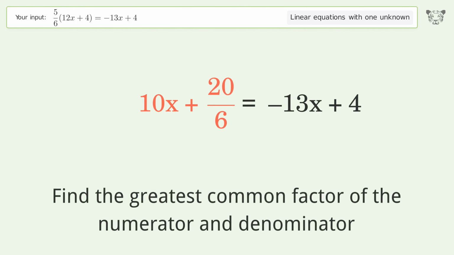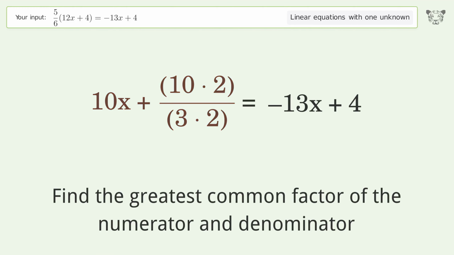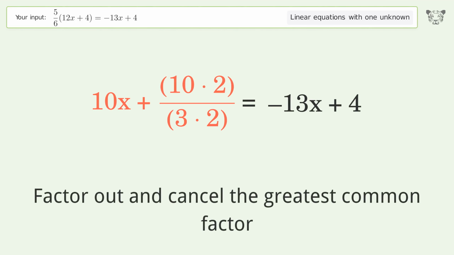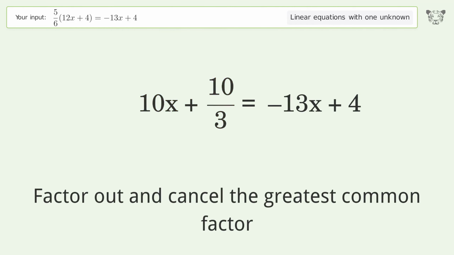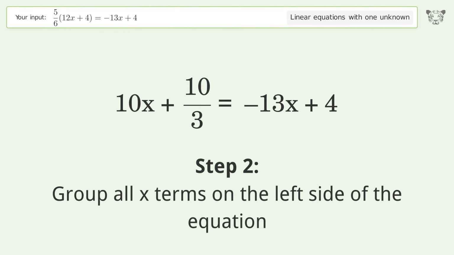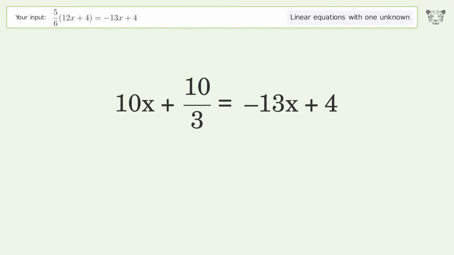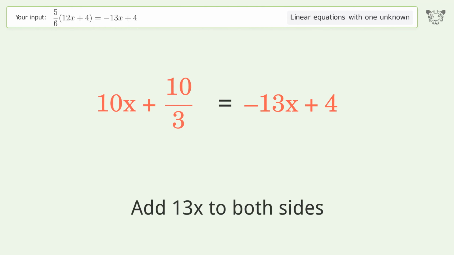Find the greatest common factor of the numerator and denominator. Factor out and cancel the greatest common factor. Group all x terms on the left side of the equation. Add 13x to both sides.